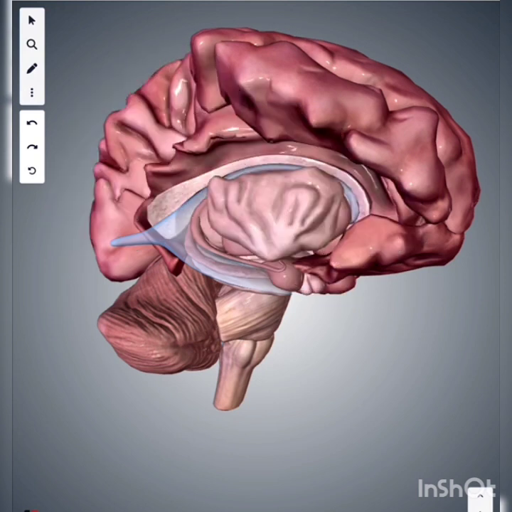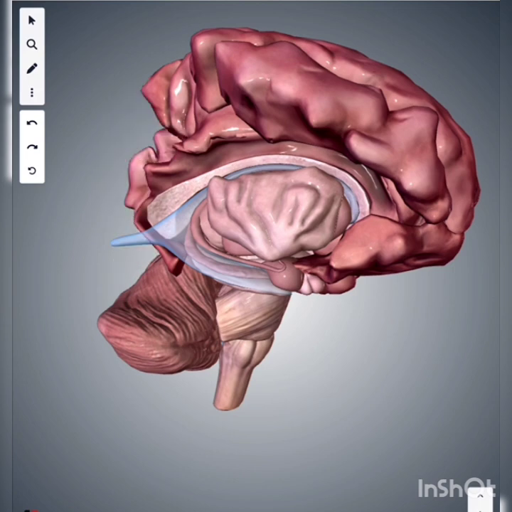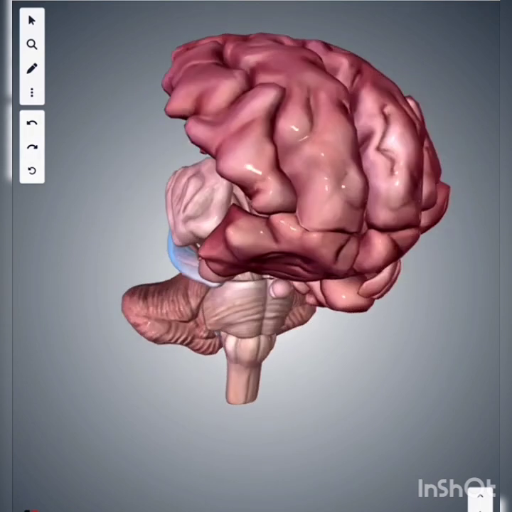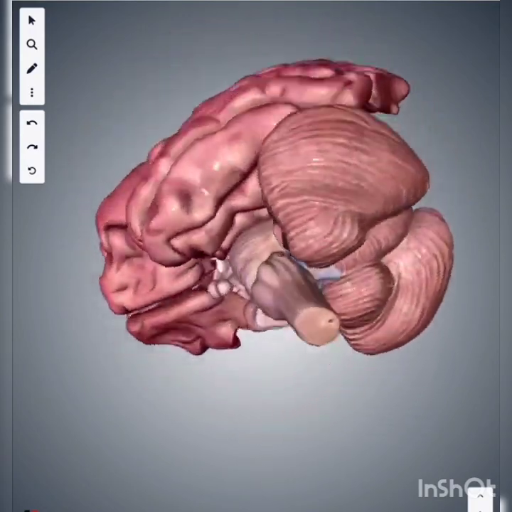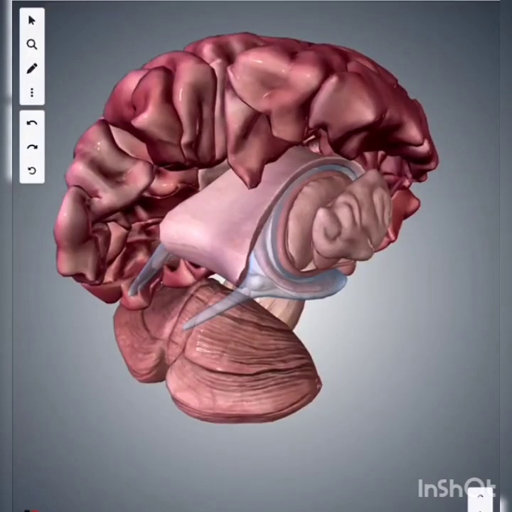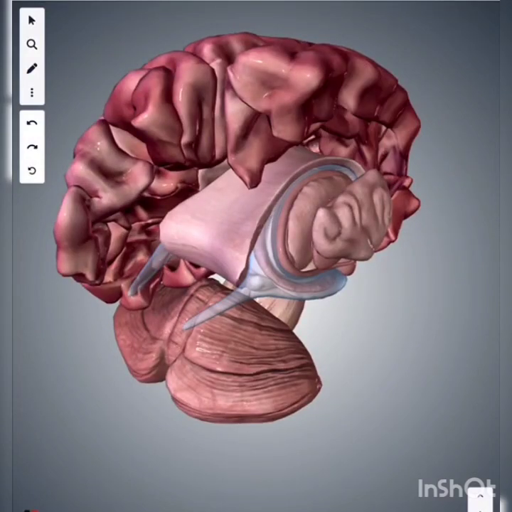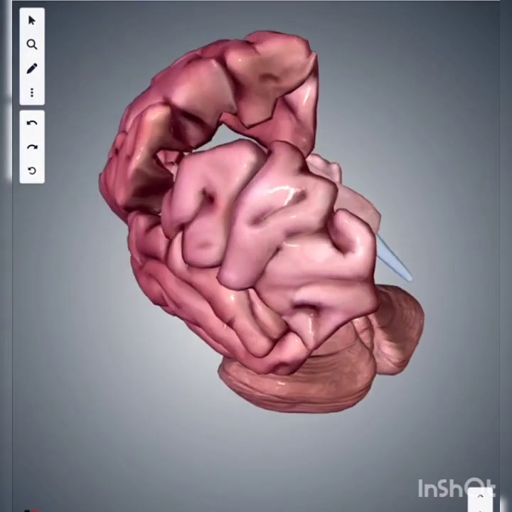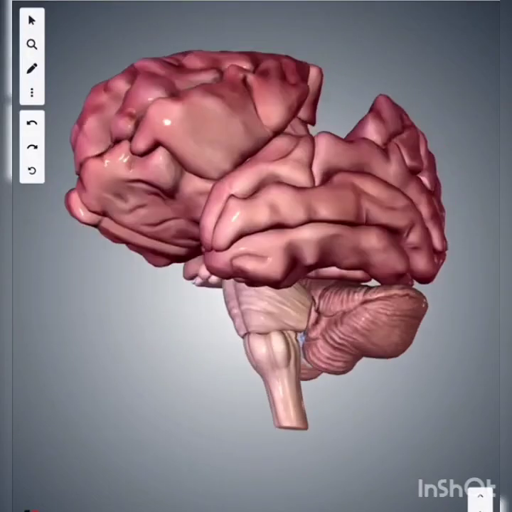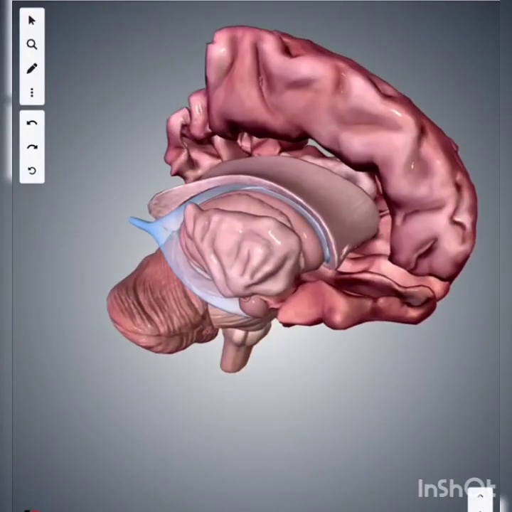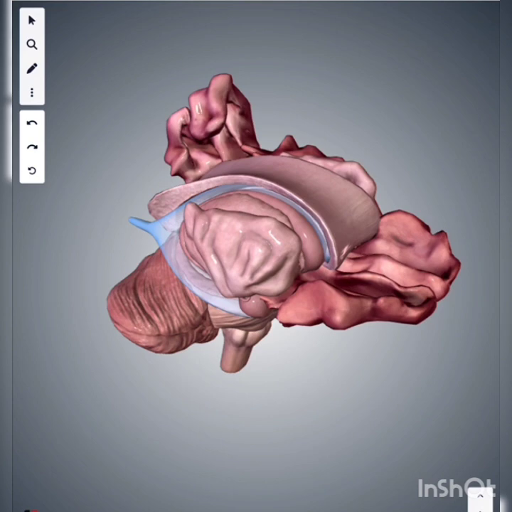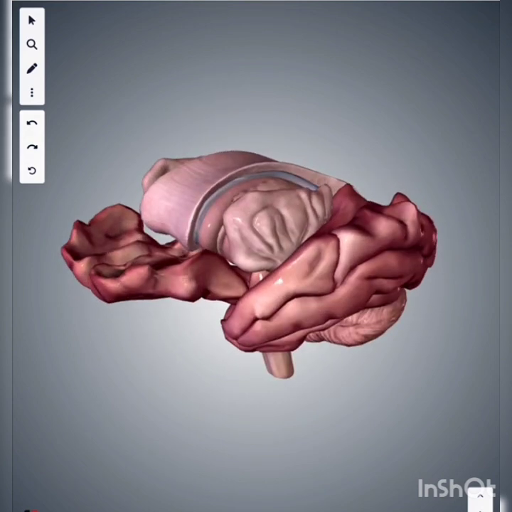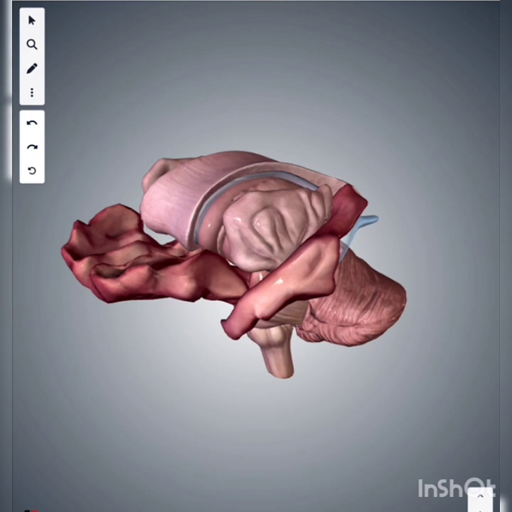So now we will try to remove certain parts of different lobes of the brain slowly and try to identify what lies beneath. You can see I am removing starting from the right temporal lobe, then the right frontal lobe, then parietal, and finally occipital. So you can clearly see the cerebellum down there along with the entire brainstem. Now that we have fully removed both the cerebral hemispheres, we are left with this structure. This is the brainstem.